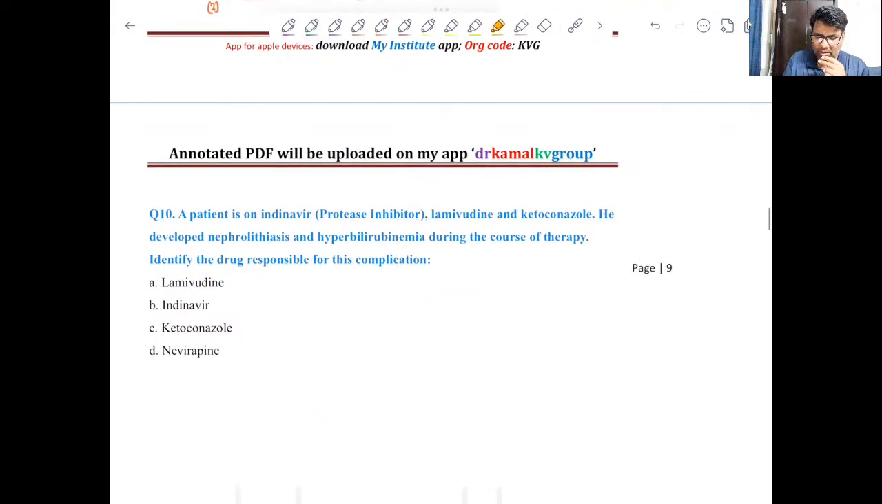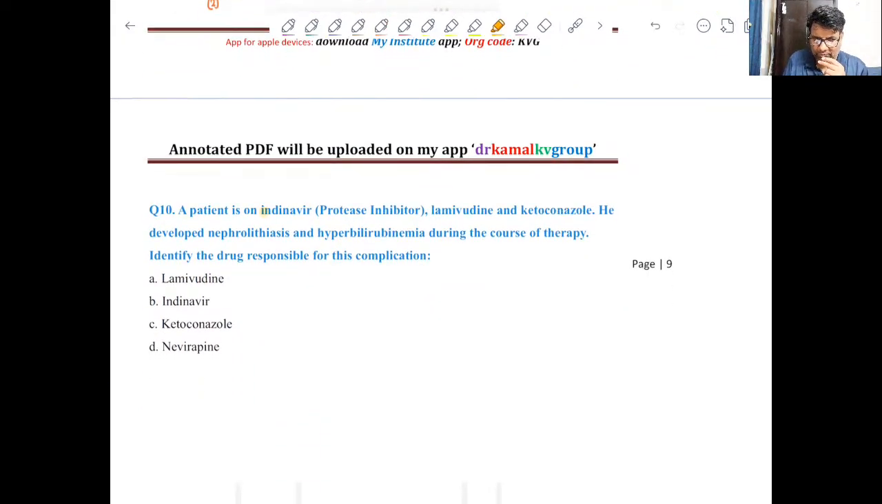Now next question. Now this is again a little tough question, and many times we have questions like this. They will give you a certain combination of drugs, there will be some side effect, and then they will ask you which particular drug is responsible for this particular side effect. Like in this case, a patient is taking indinavir, which is a protease inhibitor anti-HIV drug, lamivudine, and he is also taking ketoconazole. So he's taking 3 drugs simultaneously: indinavir, lamivudine, and ketoconazole. During the course of the treatment, he developed renal stones, that is nephrolithiasis, and he also has hyperbilirubinemia.